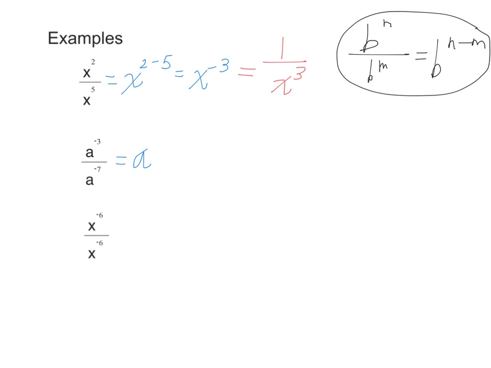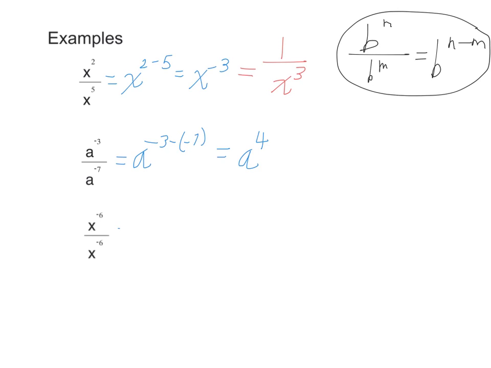Here, I'm going to subtract the exponents since the a's are like bases. Negative 3 minus a negative 7 is actually positive 4. So there's no need to change it or take the reciprocal. There's no negative exponent, so I'm going to leave it alone as a to the 4th.